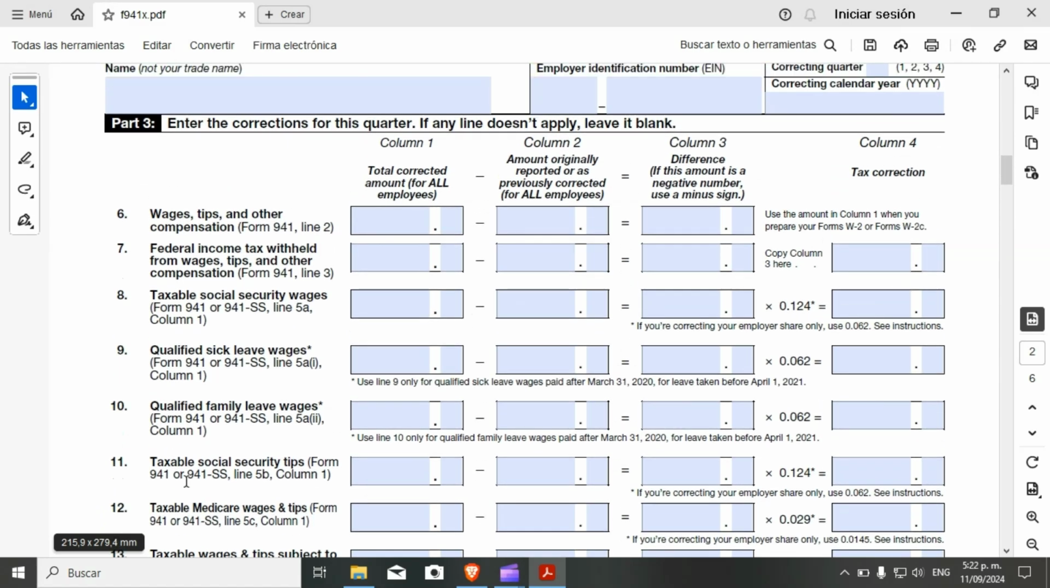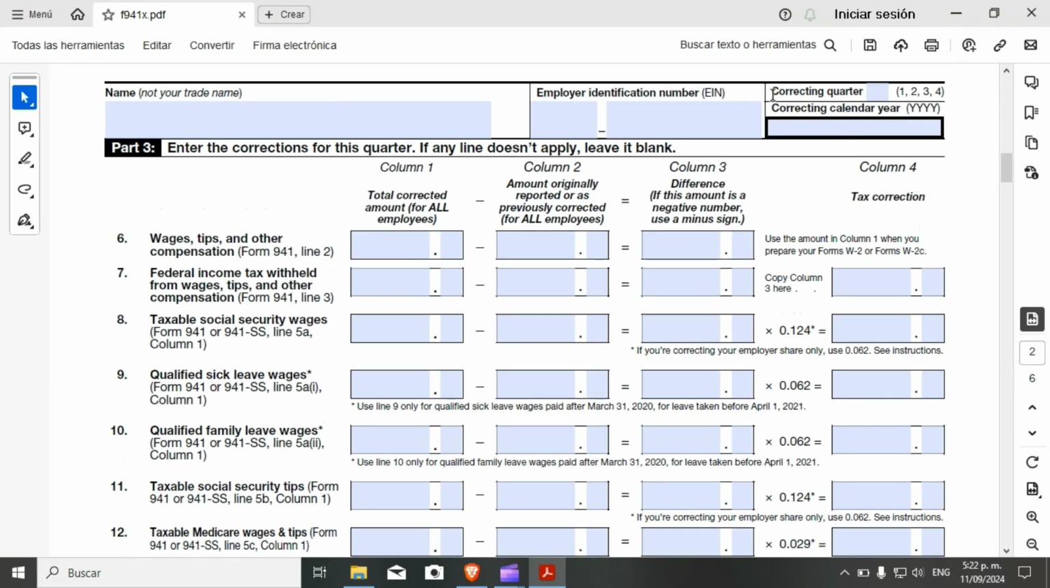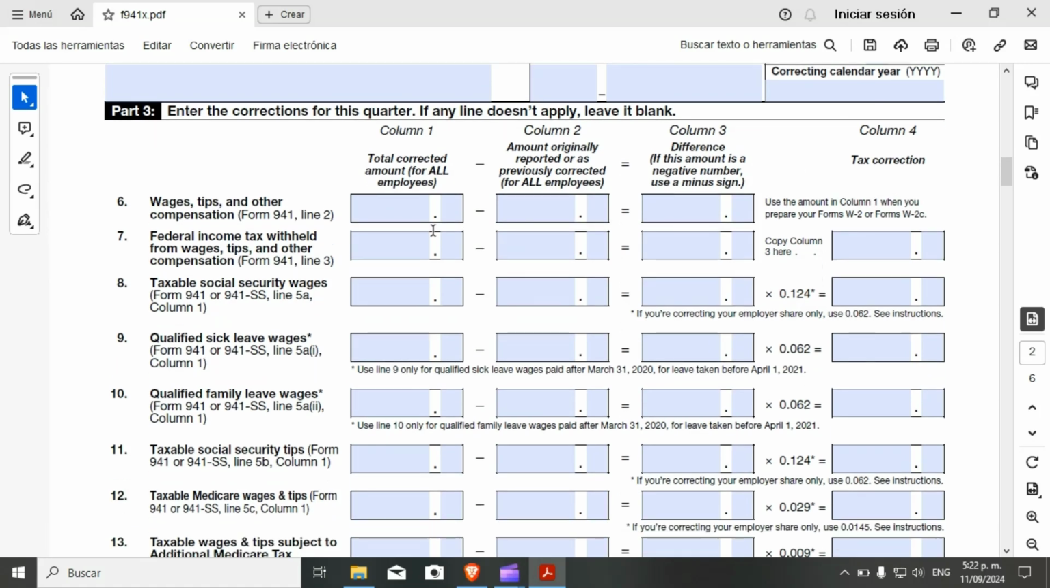Then this should look familiar. Obviously, you put your name here and your EIN here again, and then the correcting quarter, if it's the first, second, or third. In this case, it would be the second quarter that we were correcting, and again, the calendar year that we're correcting, 2024 in this example. So column one is the corrected amount. Okay, so column two, I'm going to explain a little bit out of order, because it's easier to understand.